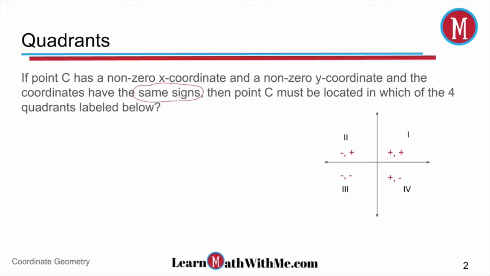So in the problem, it tells us that the coordinates have the same signs. So for point C, there are only two possibilities. The same signs occur in quadrant 1 and quadrant 3.